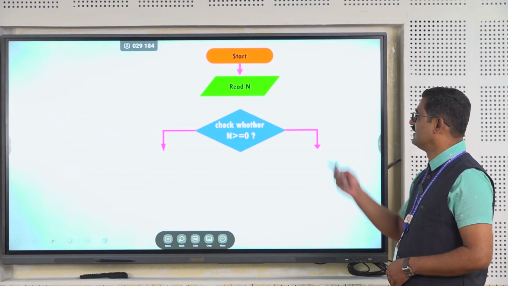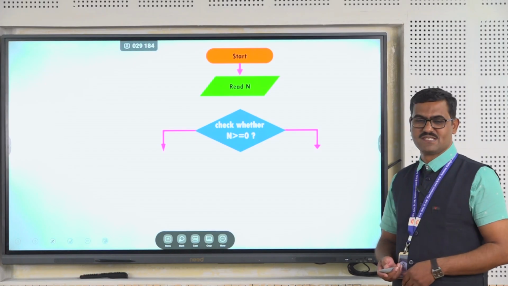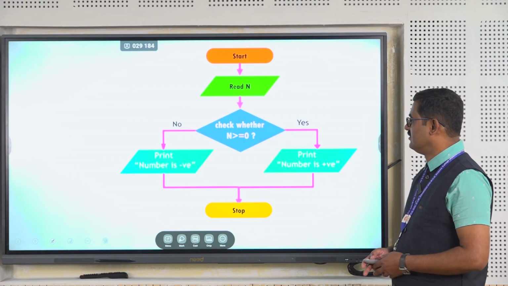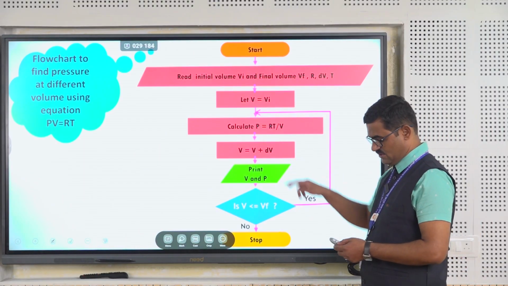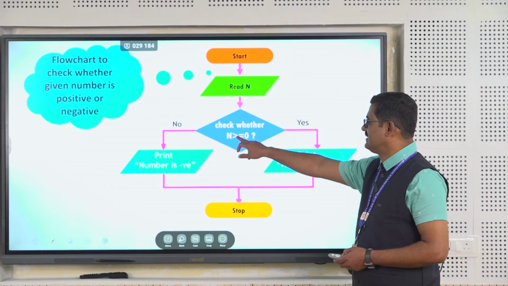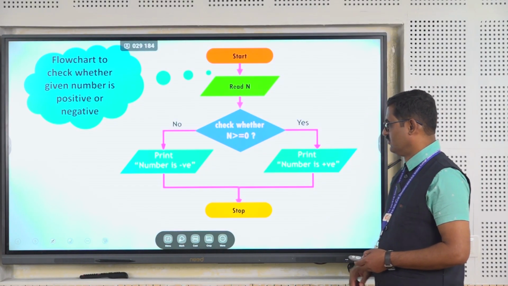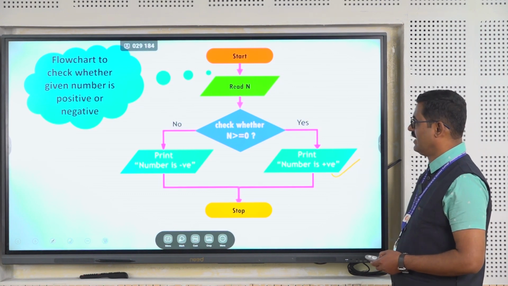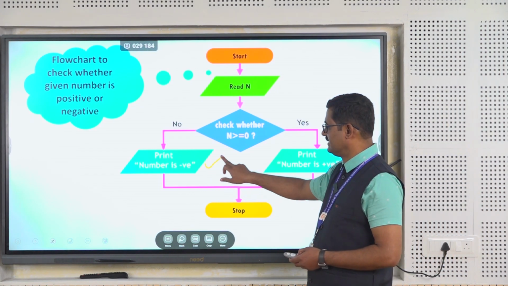Then next is to check whether a given number is positive or negative. So start, read number. Now check, this is a decision box. So you can see here, if n is greater than or equal to 0, if yes, then print n is positive, and if no, then print n is negative.